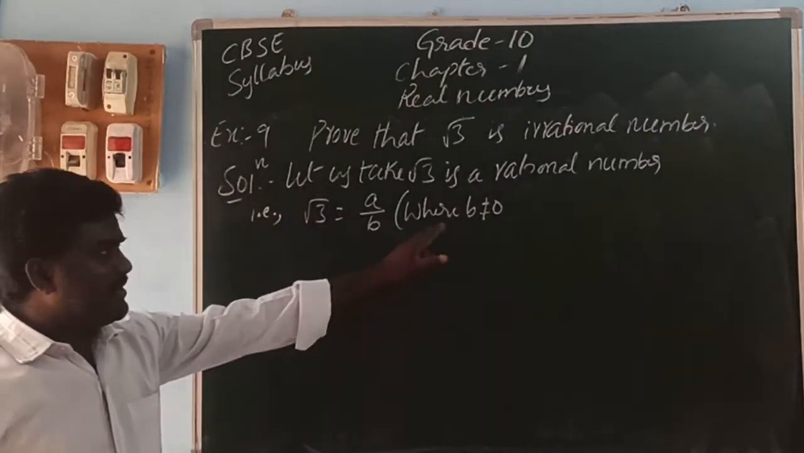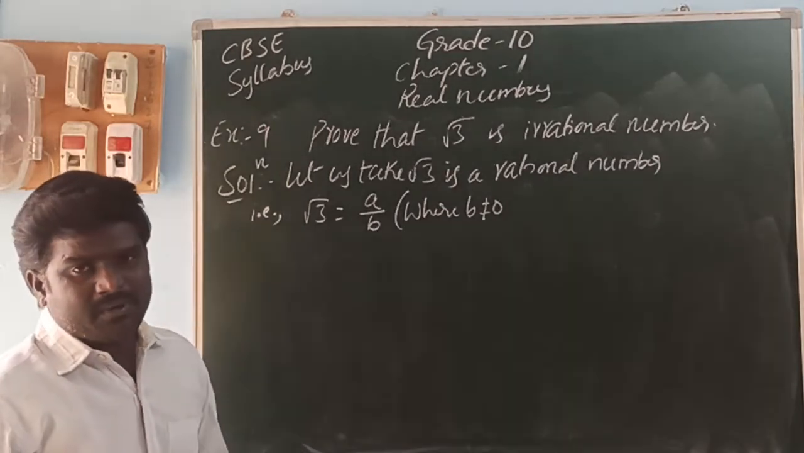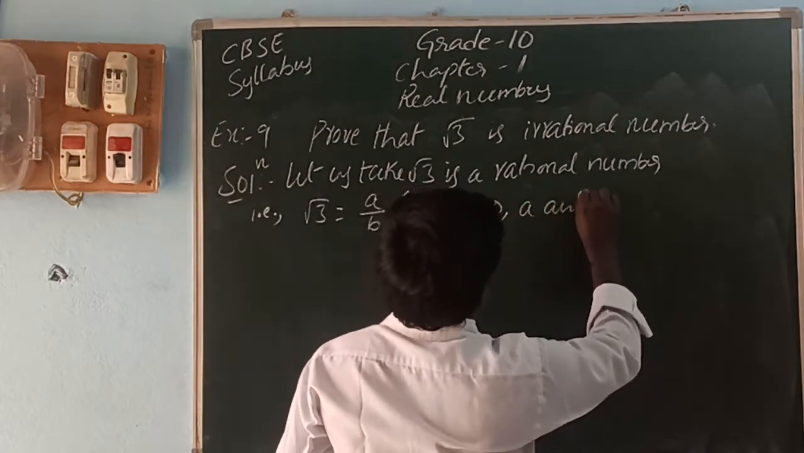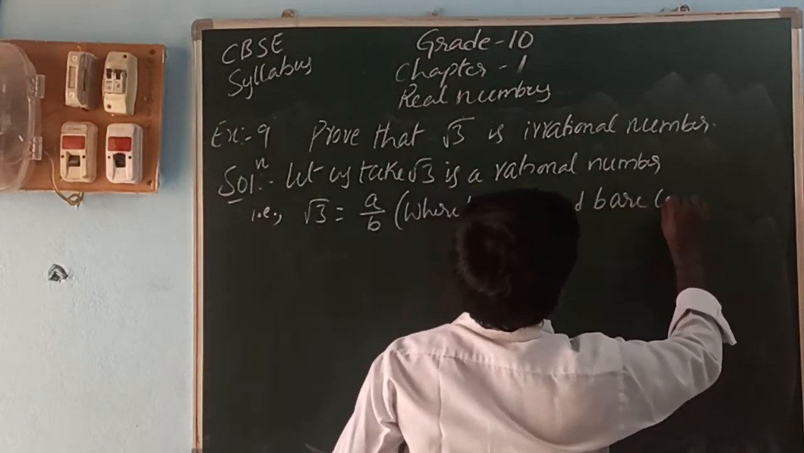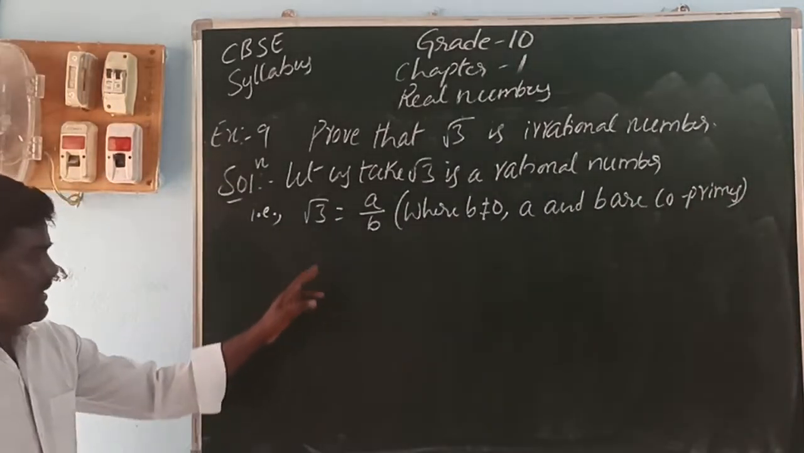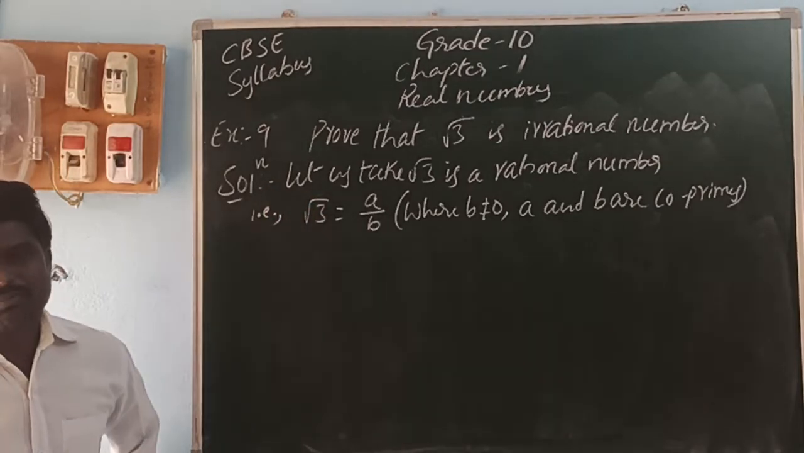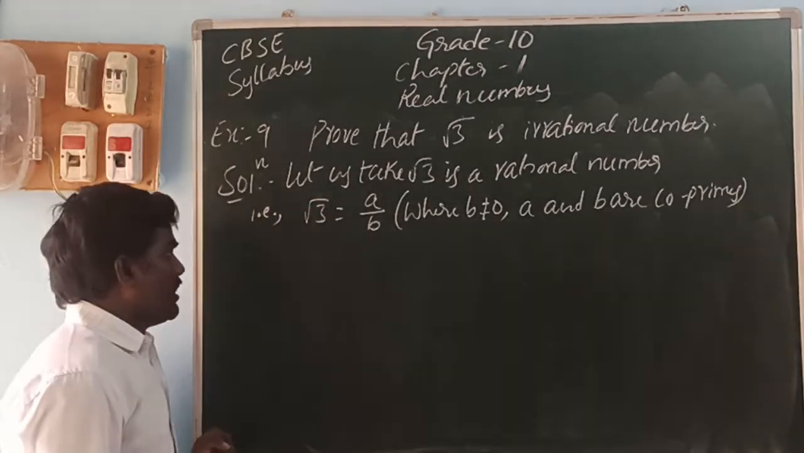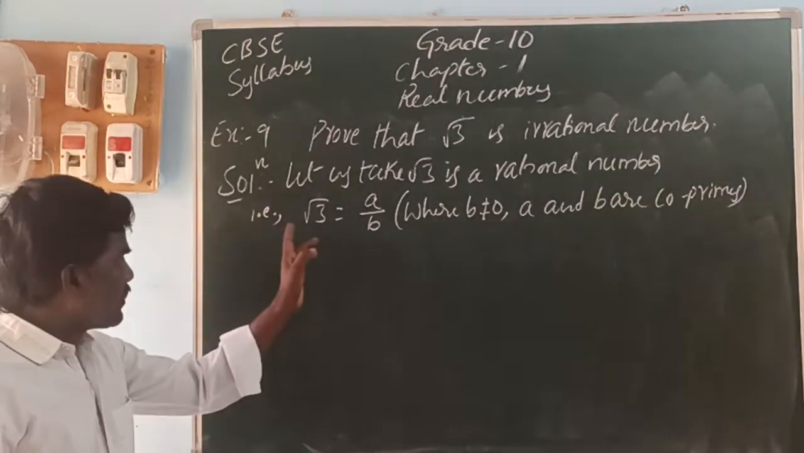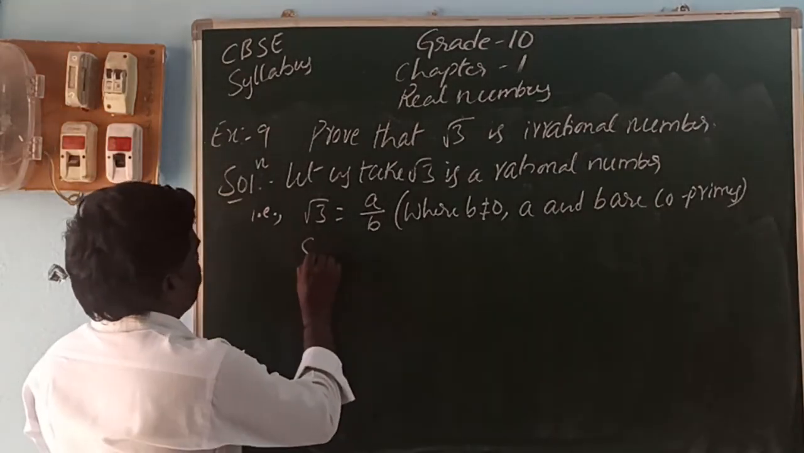Why do we take b is not equal to 0? If b is equal to 0, we cannot define it. Any number divided by 0 is undefined. Okay. a and b are co-primes. Here, when observing the LHS, the left side, there is a square root. Square root means its exponent form is 1 by 2. So we can remove this square root. How can we do that? Square on both sides. For suppose if it is a cube root, we can cube on both sides. Now here we can square on both sides.